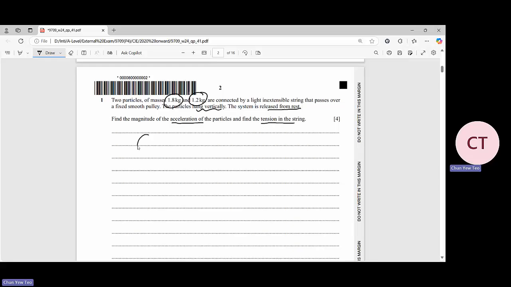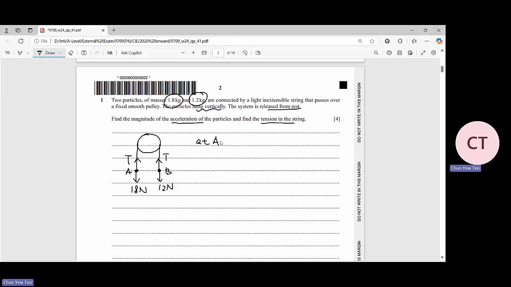So what you need to do is just draw a simple diagram to represent the smooth pulley, and you have two particles, the 1.8 kg over here and the 1.2 kg over here. This will be the tension, and this will be the tension. Over here, I would like to change the mass into weight. So this will be 18 Newton, and this one will be 12 Newton. I call this particle A, and I call this particle B.